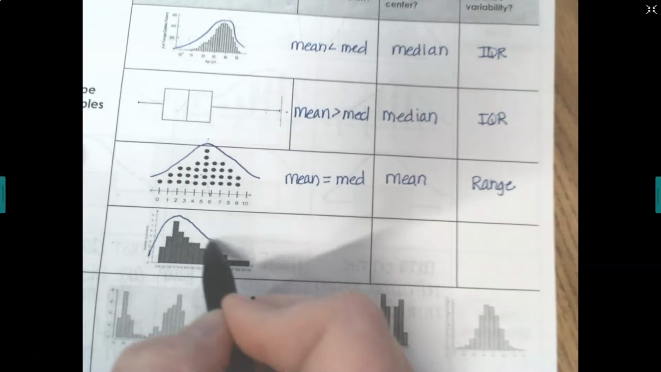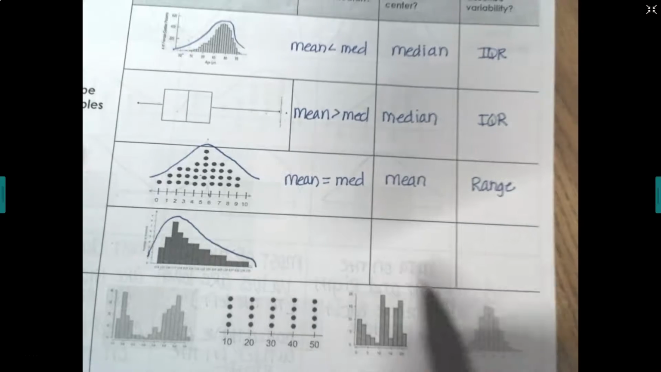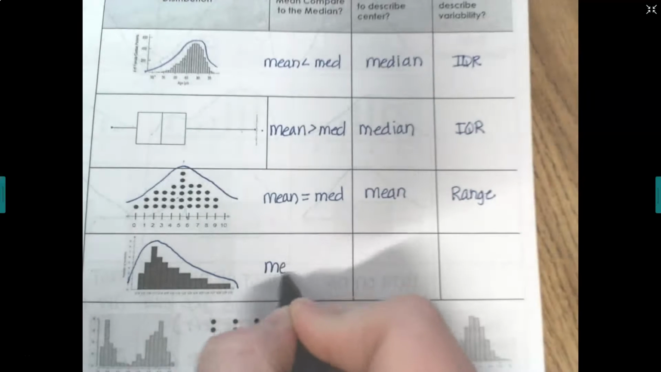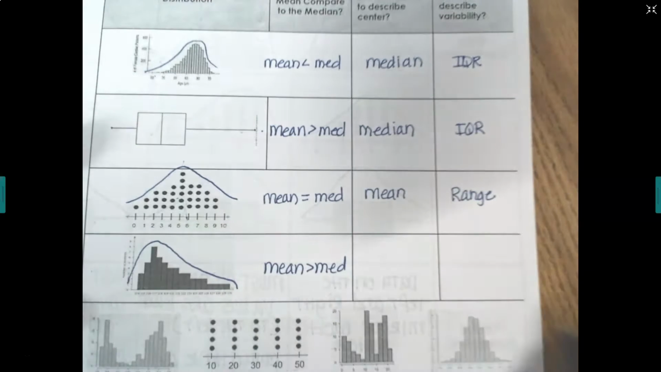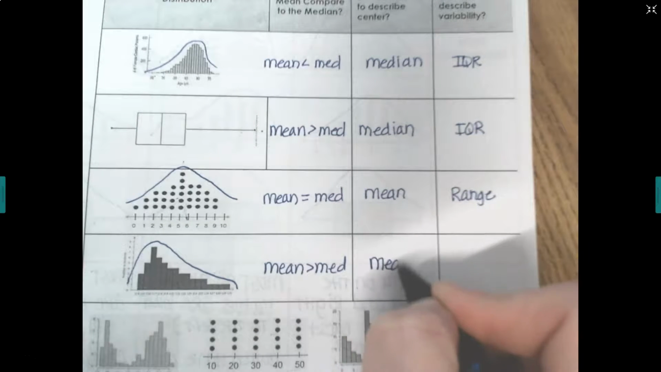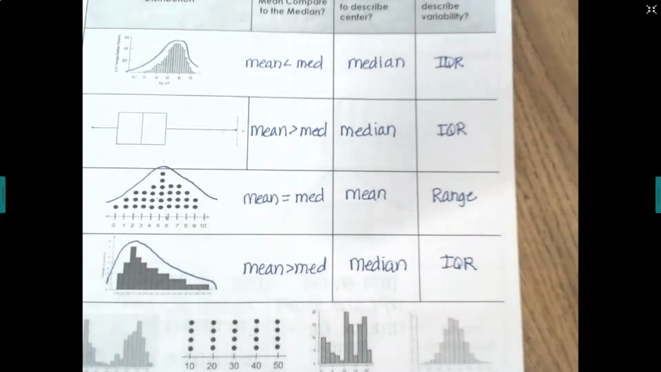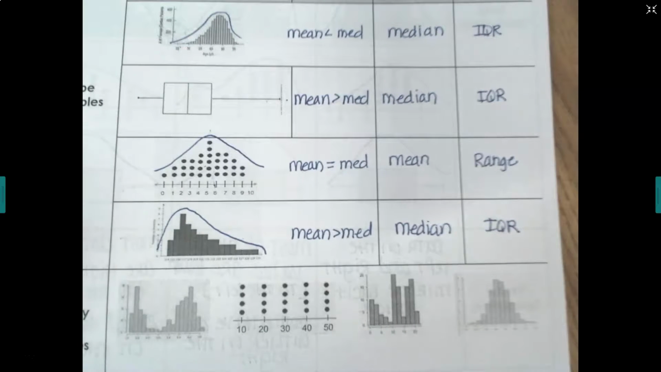One last one. I'm going to throw a blanket over it, and you can see the tail on the right. It's much longer on the right. So if it's skewed right, that means your mean is greater than your median. And anytime you have skewing, then you want to go ahead and use the median for your center because it's not pulled off as far. And you want to use IQR for your variability. Alright, so hopefully you're starting to see when we should use mean and when we should use median and when we should use range versus when we should use IQR.